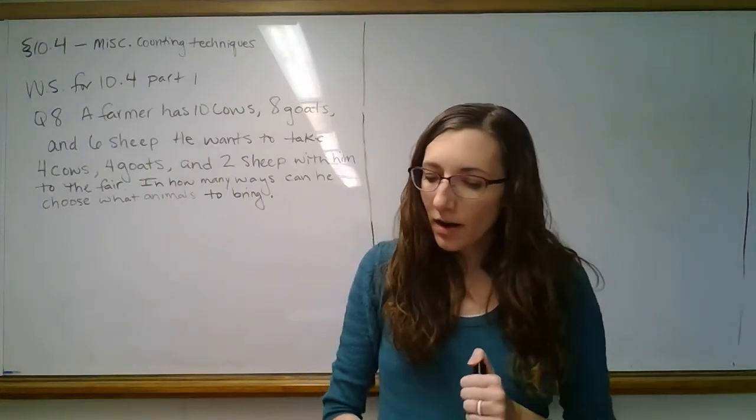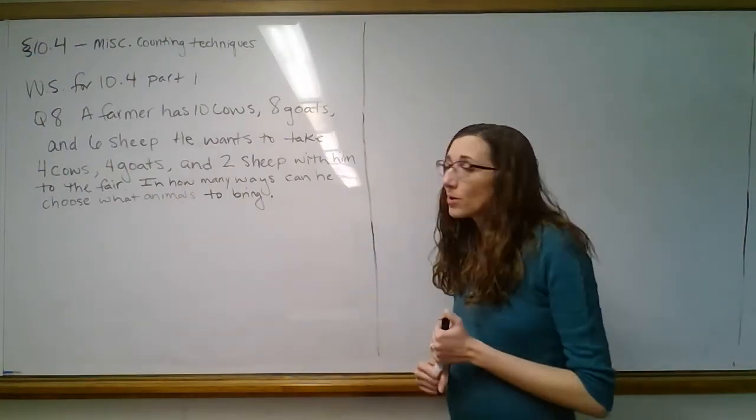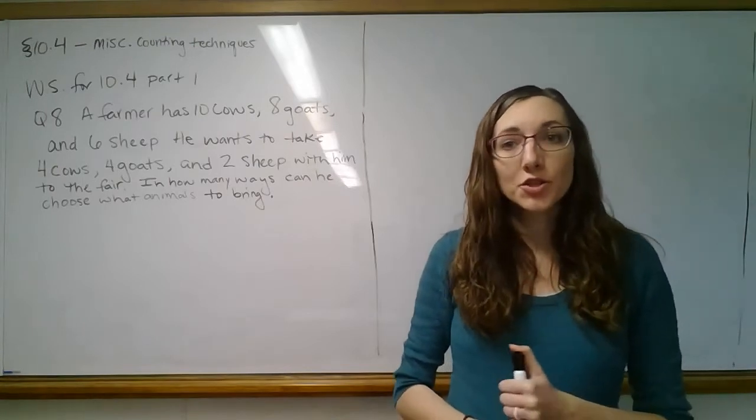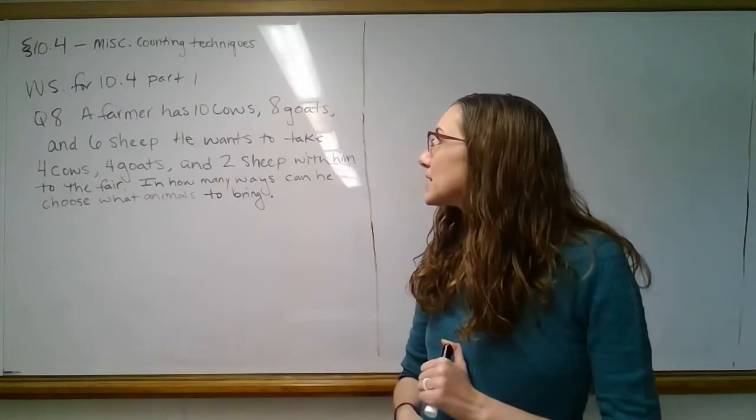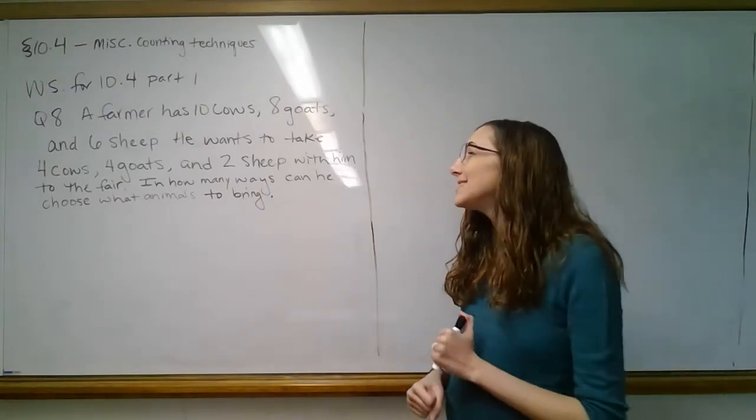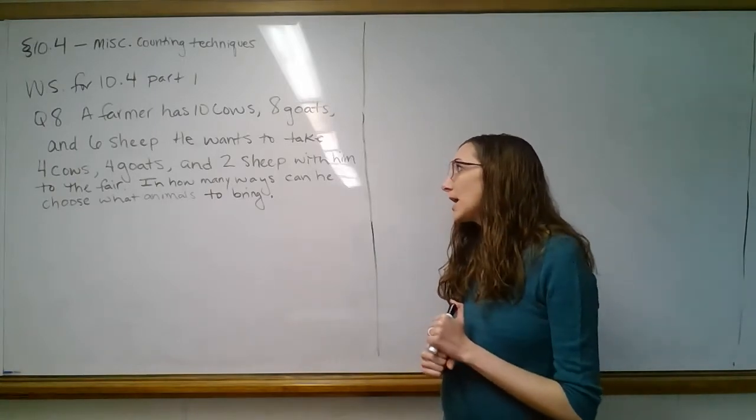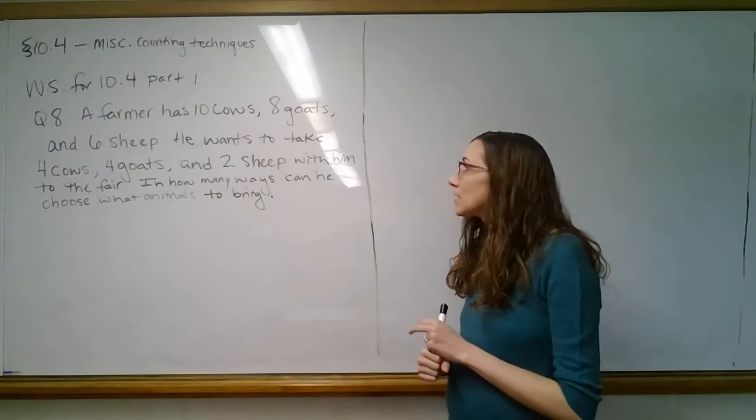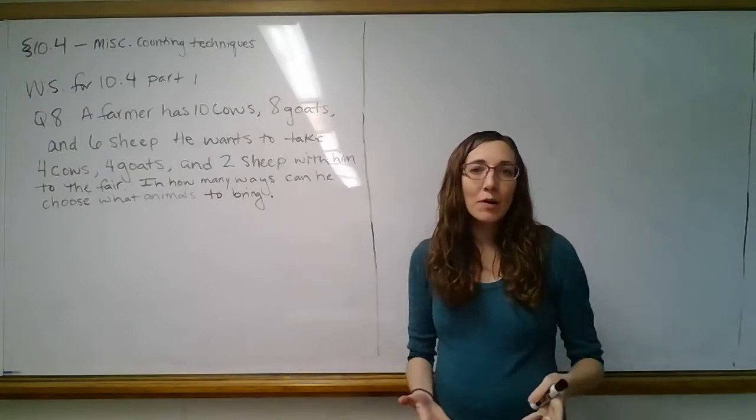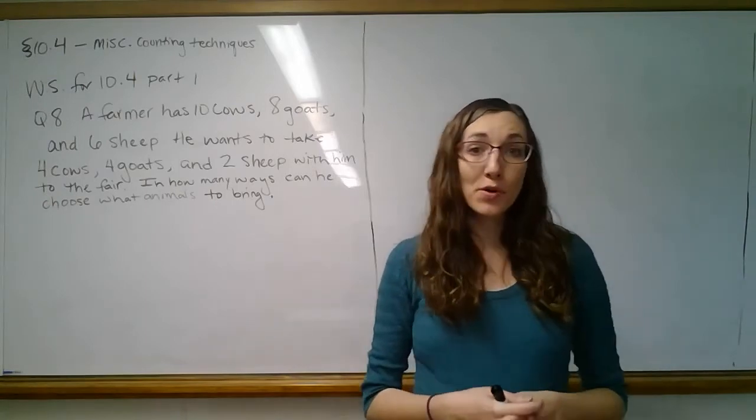All right, we are on question 8 for our worksheet, the part 1 worksheet for 10.4. So we're looking at this question. It says a farmer has 10 cows, 8 goats, and 6 sheep. He wants to take 4 cows, 4 goats, and 2 sheep with him to the fair. How many ways can he choose what animals to bring?